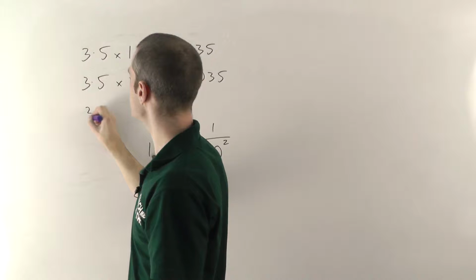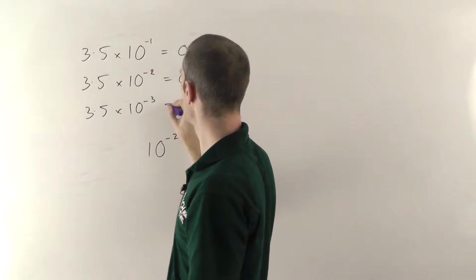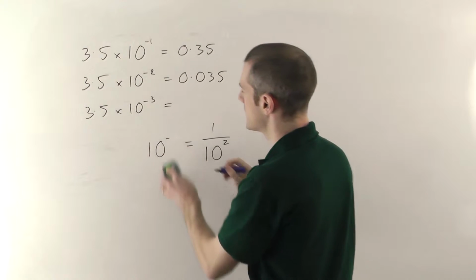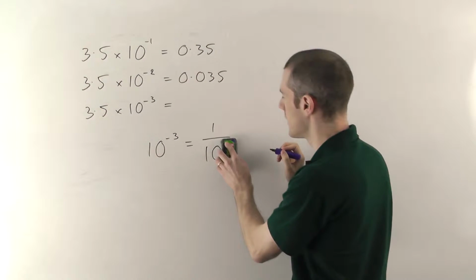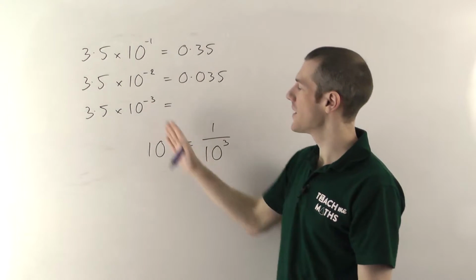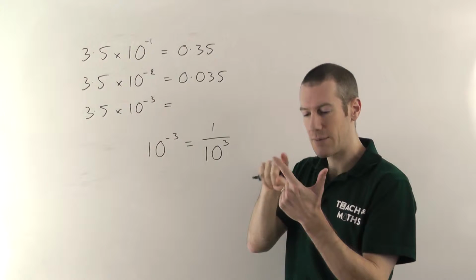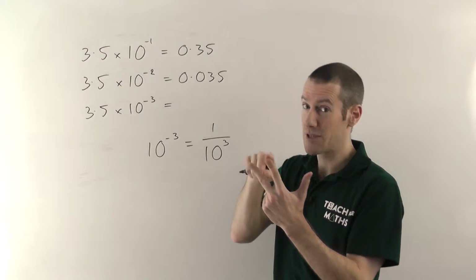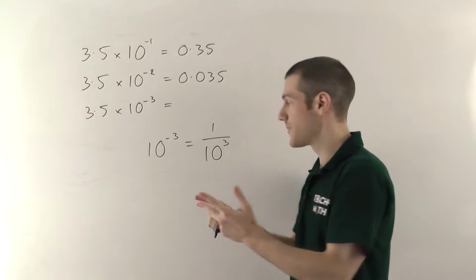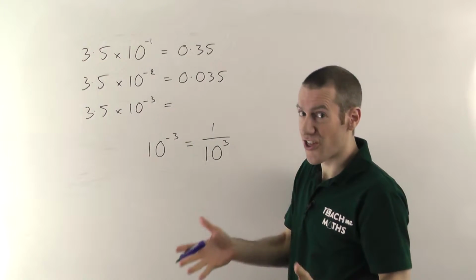Next one, 3.5 times 10 to the minus 3. Well, we can just change this into a minus 3, which makes that into a positive 3. So 10 to the minus 3 is 1 over 10 cubed. Now 10 cubed, remember, is 10 times 10 times 10. 10 times 10 is 100, times by another 10 is 1,000. So this is 1,000th. 10 to the minus 3 is 1,000th.